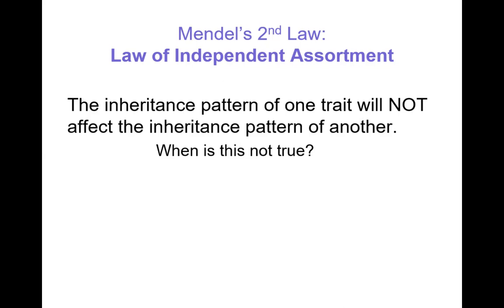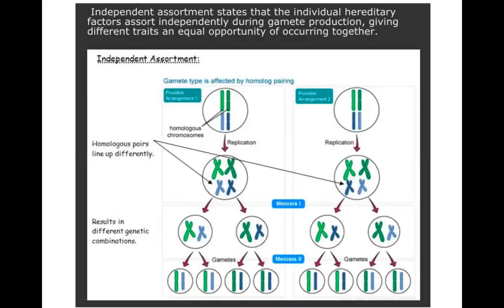So when is this not true? And I think you guys probably know the answer. That's when genes are linked together, meaning the positions of the two genes are very close to each other on the same chromosome. Then you tend to inherit that set of combinations together. All right, we'll have more discussion about that later on.